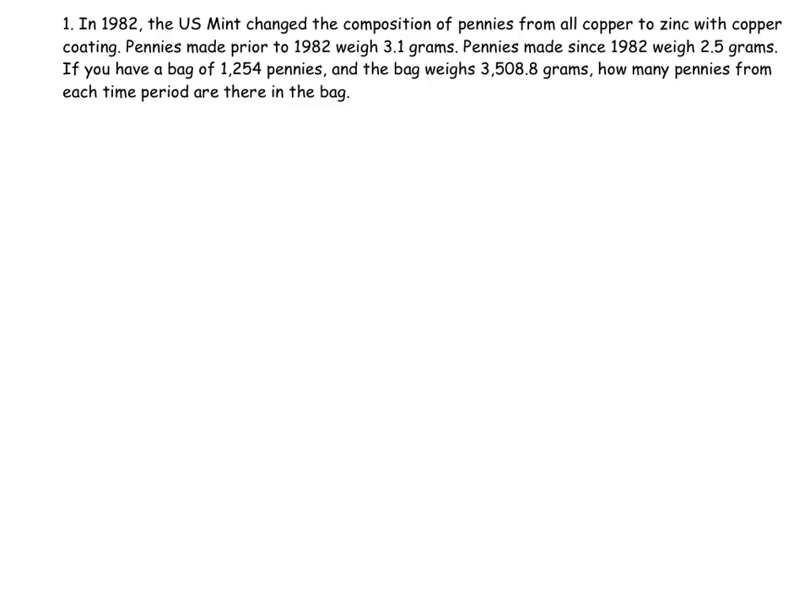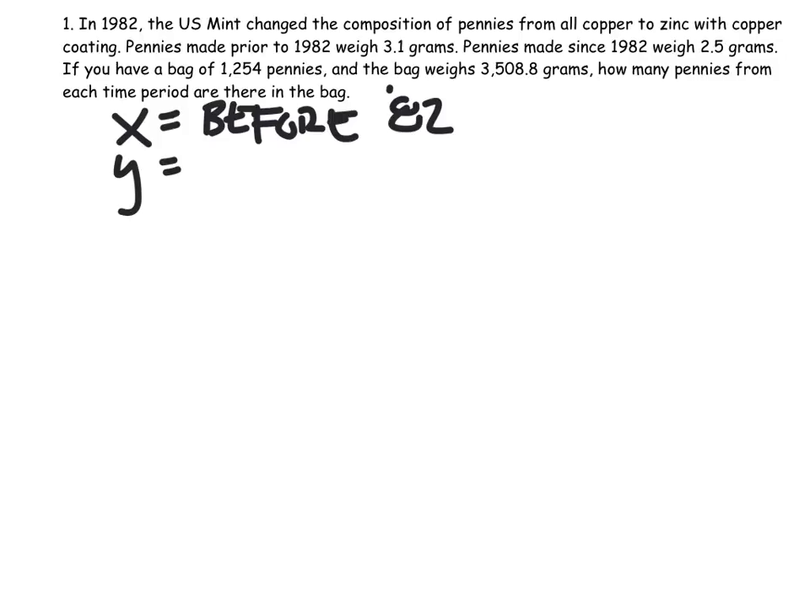Okay. Well, there's 2 things we got, and they are different, so we're going to label these as X and Y. And when we solve them, we will have the answer for both of them. Particularly, how many pennies from each time period. So, X, we can say, is before 1982. And then Y can be since 1982, or after 1982, either way.